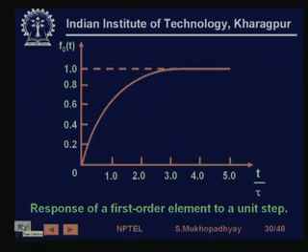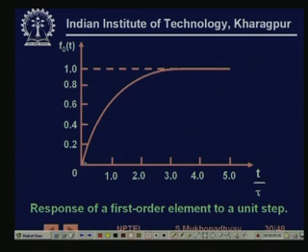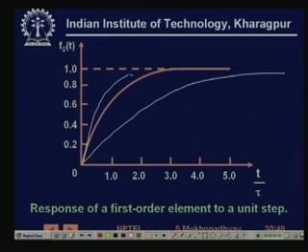You see that it will gradually rise and then it will become 1. If you have a large tau, it will rise slowly. If you have a small tau, it will rise fast. So this is tau decreasing, right.